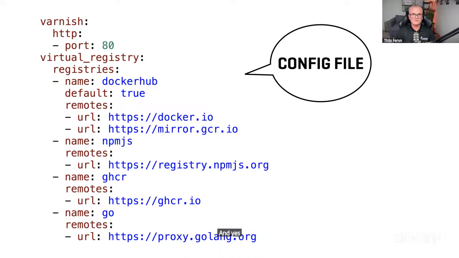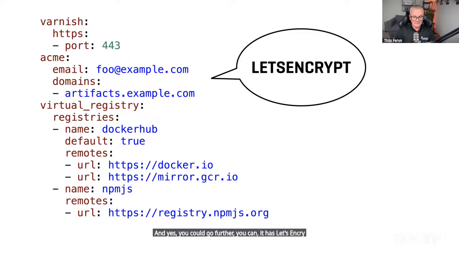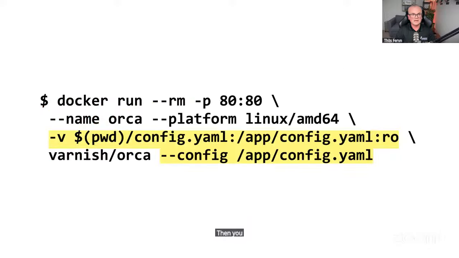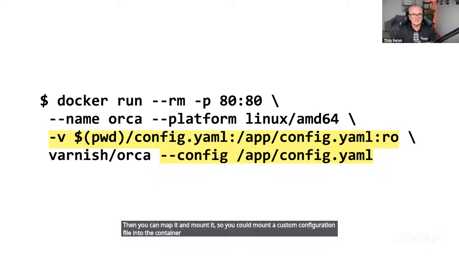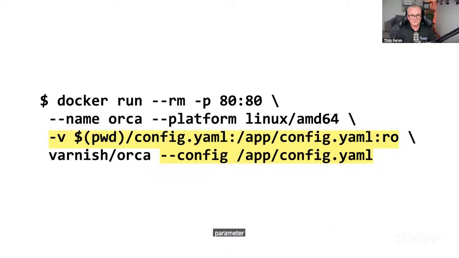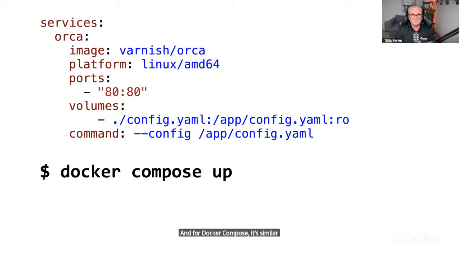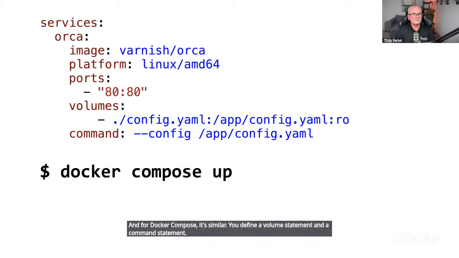And yes, you could go further. It has Let's Encrypt support, and it allows you to generate self-signed certificates if you want to, or you can map your own certificates. It's very easy to do so. And if you start extending the configuration and adding your registries, the ones that you use, then you can mount a custom configuration file into the container and add a config parameter, and all of a sudden your registries will be offloaded. It's as simple as that. All the complexities are hidden. And for Docker Compose, it's similar. You define a volume statement and a command statement, and you're off to the races.